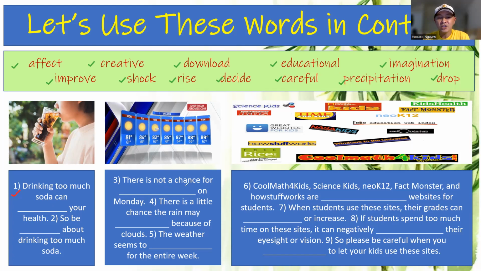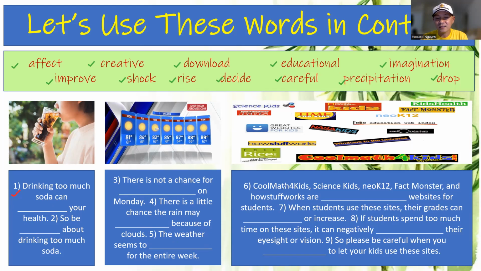There's not a chance for blank on Monday. There is a little chance the rain may blank because of the clouds. The weather seems to blank for the entire week. Use the image to determine the words that fill in the blank.